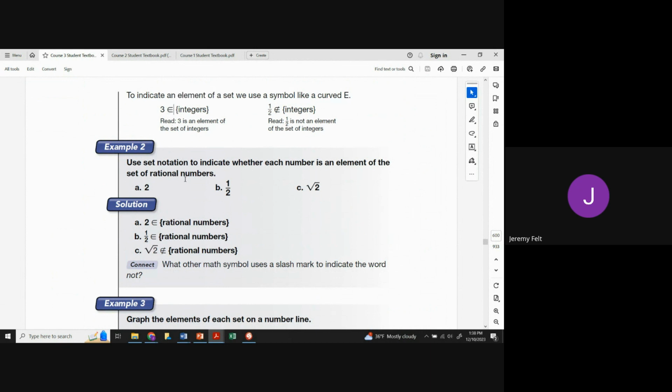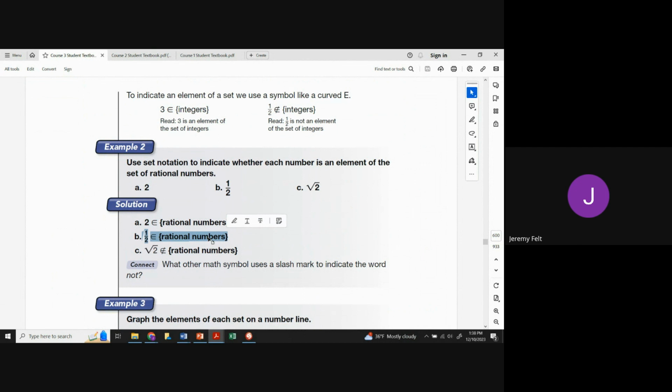Use set notation to indicate whether each number is an element of the set of rational numbers. So 2, yeah, that's rational, so we use this symbol. It is an element of the rational numbers. 1/2, yeah, it's not an integer or a counting number or anything, but it's still rational because it can be expressed as a fraction. So again, it's rational if it can be expressed as a fraction or if it has a decimal number that repeats or terminates.